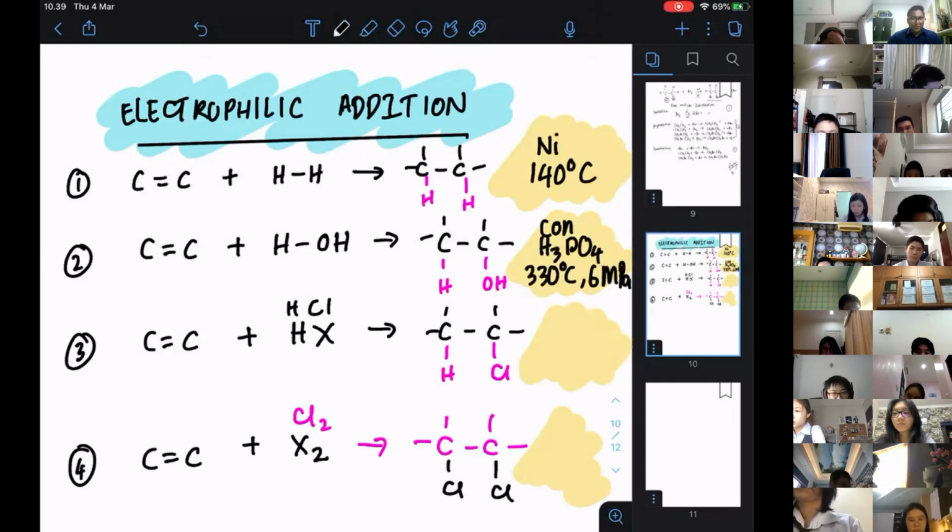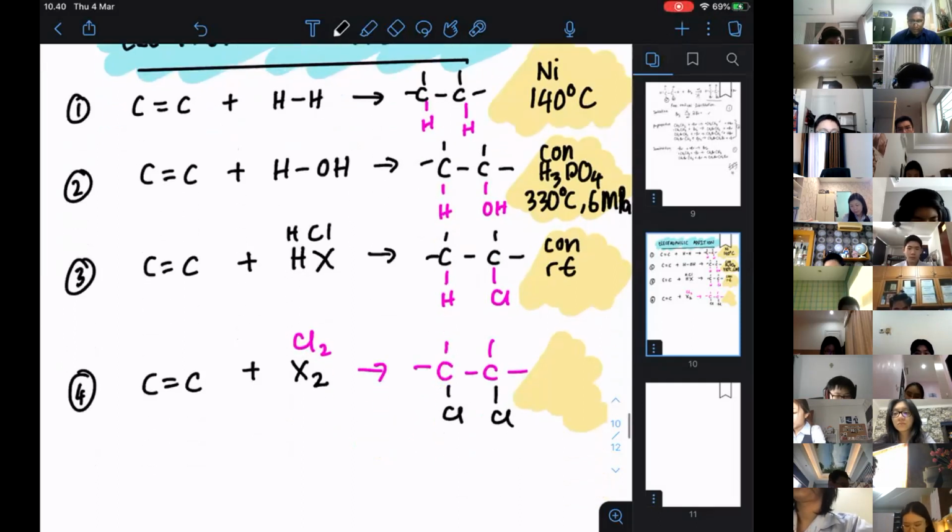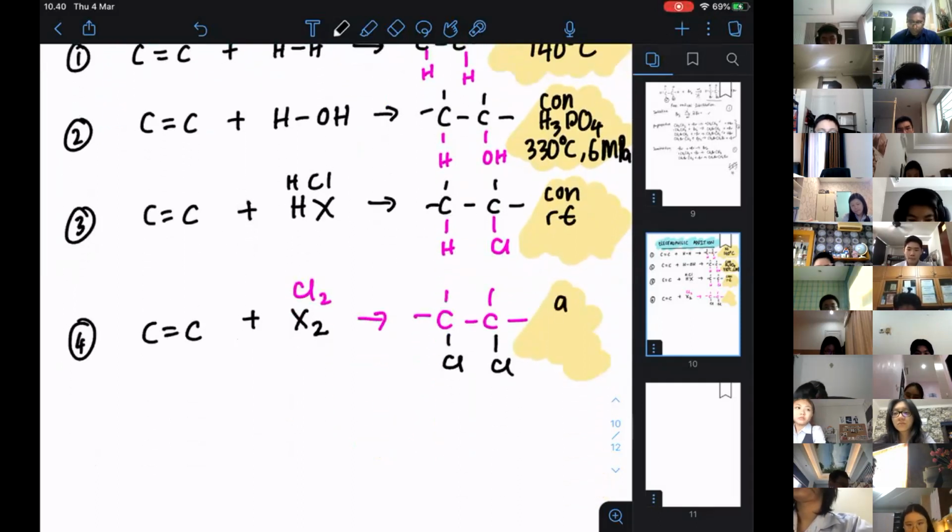For HX, it must be done with concentrated HCl, concentrated HBr, or concentrated HI, depending, and it is done at room temperature. I'll put it as RT. And here, chlorine, bromine, and iodine are in aqueous conditions, and it is done at room temperature as well.